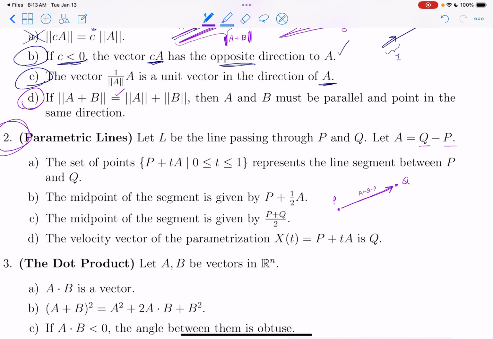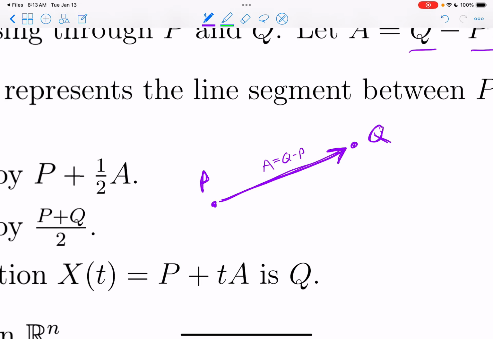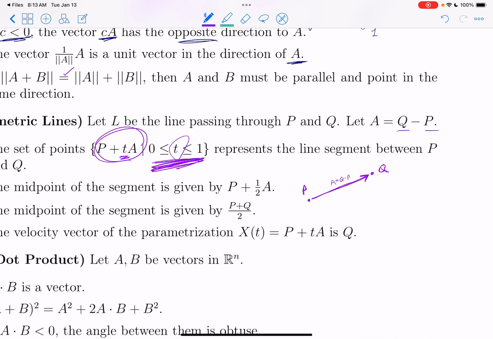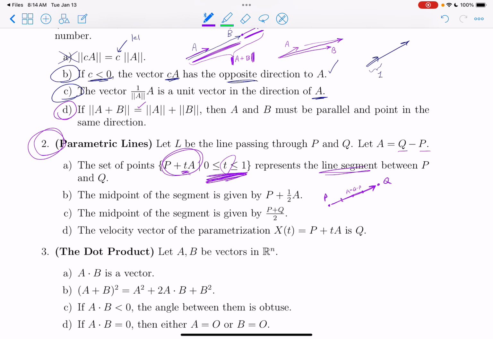Now I have to think, okay, the set of points P plus TA, where T is allowed to range just between 0 and 1. Well, if T is 0, I'm just at P, and if T is 1, I'm at P plus A. But you can see if I start at P and I do plus A, I'm at Q. And when T is a half, I'll be halfway. When T is a quarter, I'll be a quarter of the way. When T is 3/4, I'll be 3/4 of the way. And so this is correct. It gives you the line segment between P and Q.